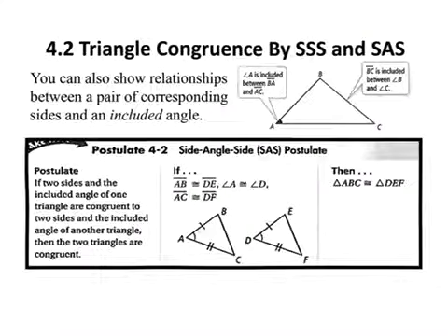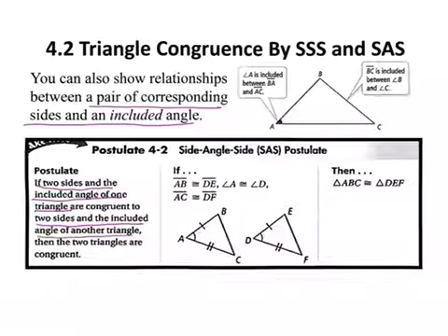The other way to prove triangles congruence is you can also show relationships between a pair of corresponding sides and an included angle. So what this means is if you are able to show that two sides and the included angle of one triangle are congruent to two sides and the included angle of another, then the two triangles must be congruent. And they call this side angle side congruence.